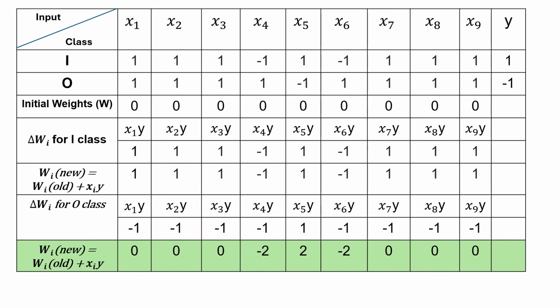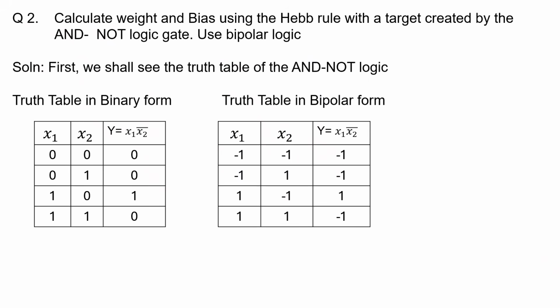Hope you have understood this sum. Next example, we shall see how to update the weight and bias of an AND NOT logic gate using bipolar logic. First we shall see the truth table of AND NOT logic. The output expression for AND NOT logic is y equals x1 into x2 bar. Here we have considered a two-input gate, so there are two inputs x1 and x2. The input combinations are 0 0, 0 1, 1 0 and 1 1.